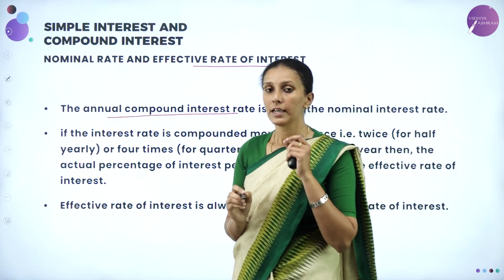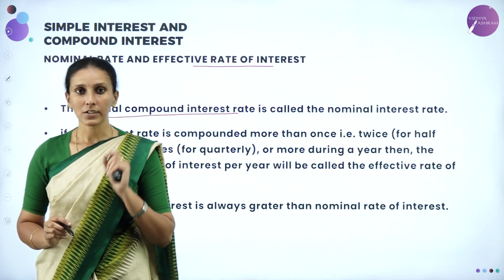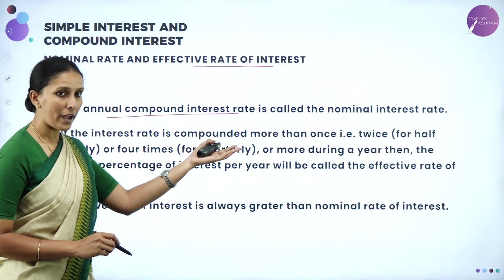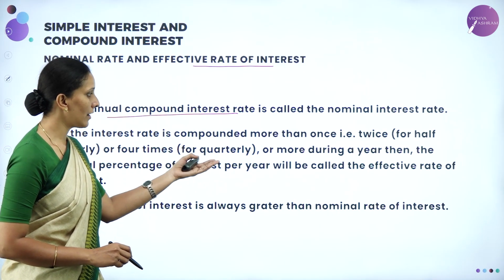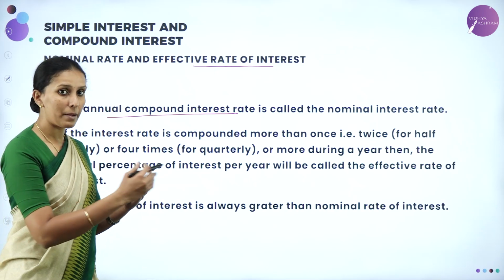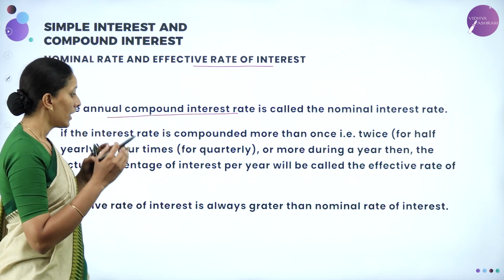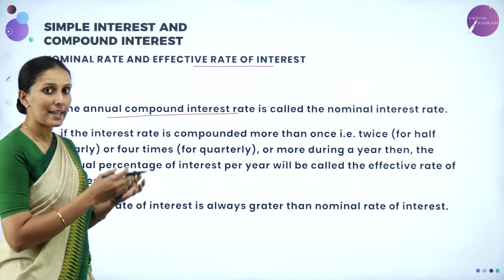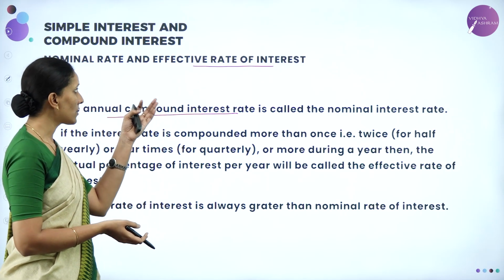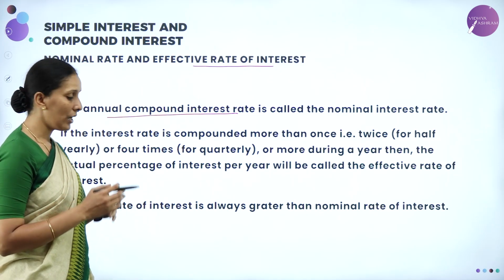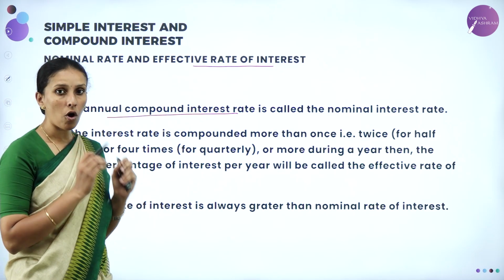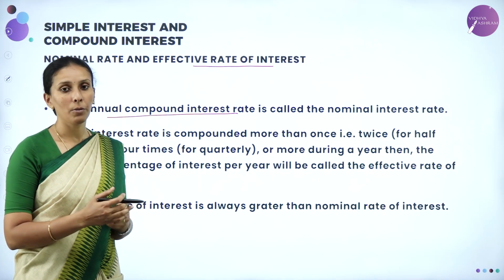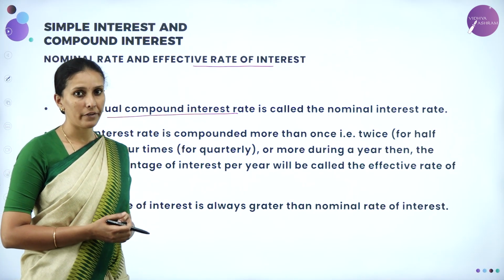Whenever the compound interest is calculated annually, then it is called the nominal rate, whereas if it is calculated more than once, that is twice (half yearly), 4 times (quarterly), or more during a year, like every month also we can calculate the compound interest, then the interest is called the effective rate of interest. So thus, the effective rate of interest always has a greater value than the nominal rate of interest. Now we'll take up the problems related to effective rate of interest.